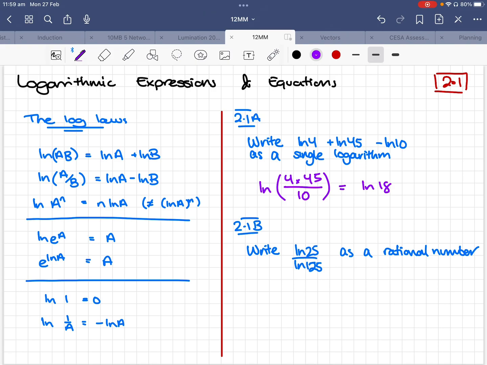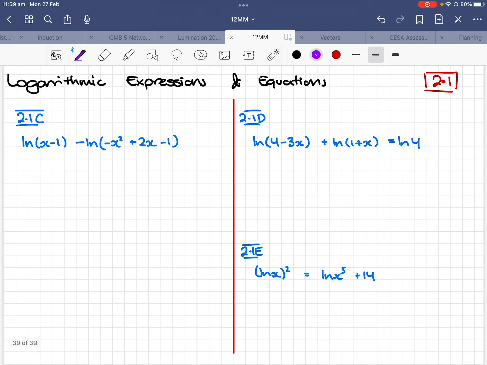Example 2.1b, we've got a couple of logs. We want to write this as a rational number. That means we want to write it as a fraction without any logarithms. Now here we can see we've got logs in the numerator and denominator. What we need to do in these situations is recognize that both of these logs, or both of these numbers, can be written as a power of 5. That then means that we can bring that power out the front and then cancel out the logs, leaving us with 2 on 3.